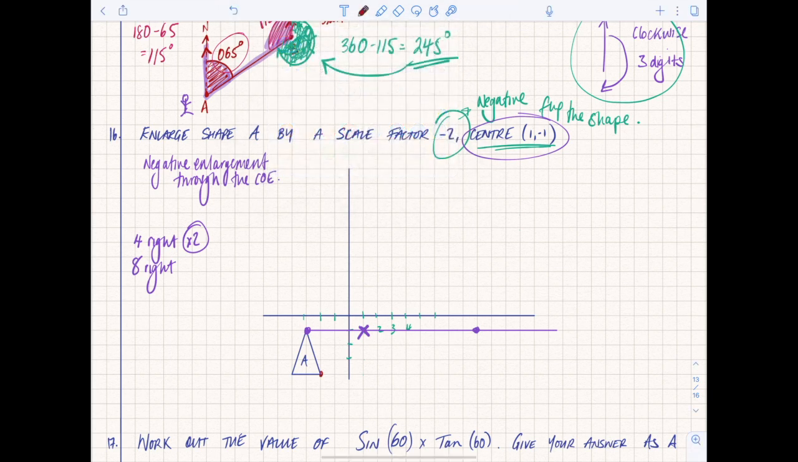Let's choose another point, this bottom right. So I'm going to go through again. I'm going to draw a line, just go straight through that centre.